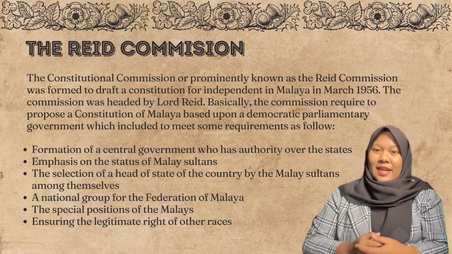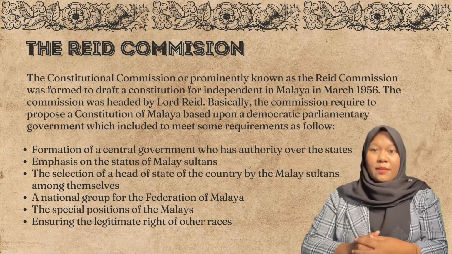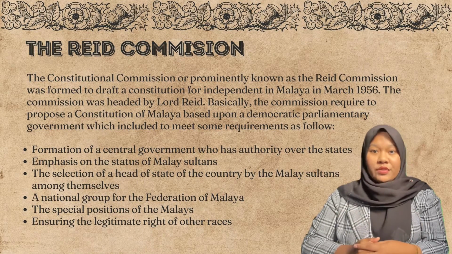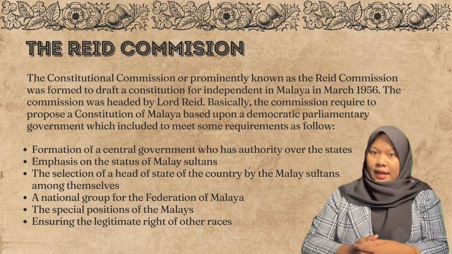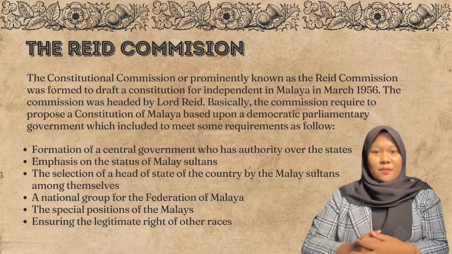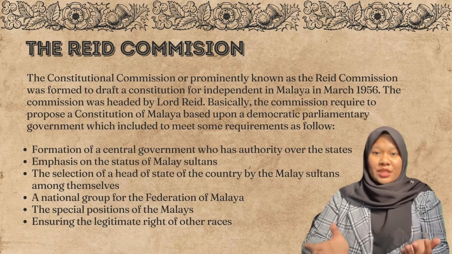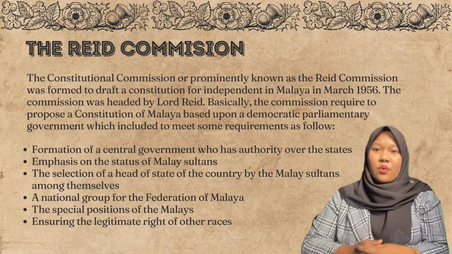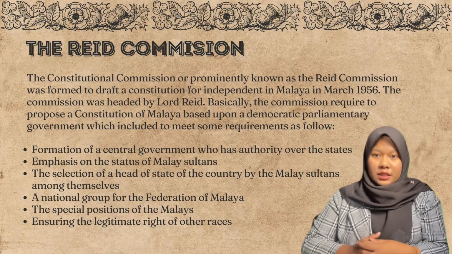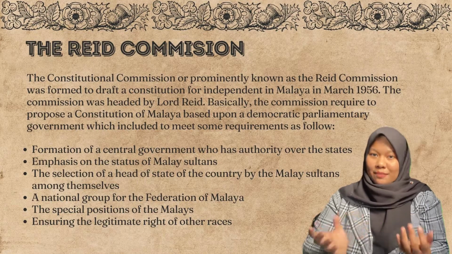On top of that, the commission began their work in Malaya in June 1956 and completed their first report in December 1956. During that particular time, a total of 118 conferences were held. Besides, the Constitutional Commission had received 131 memoranda given by the political parties, organizations, and the public.